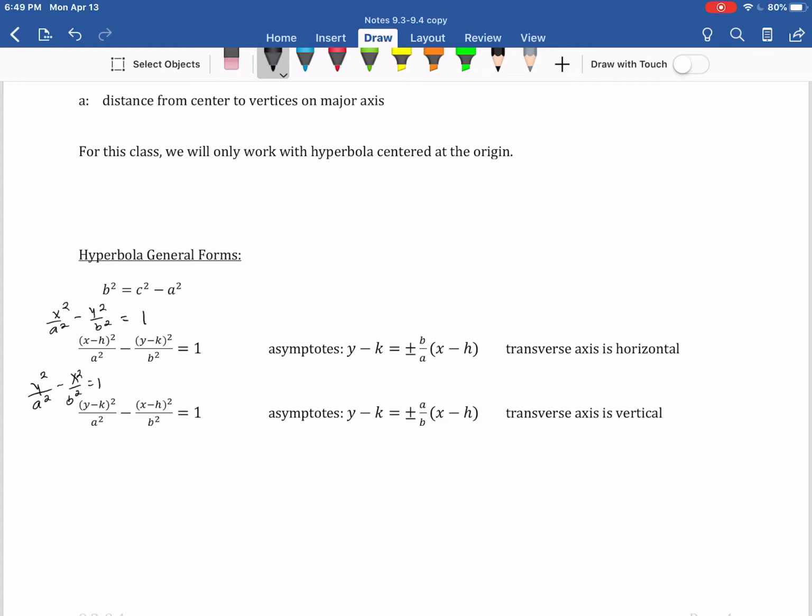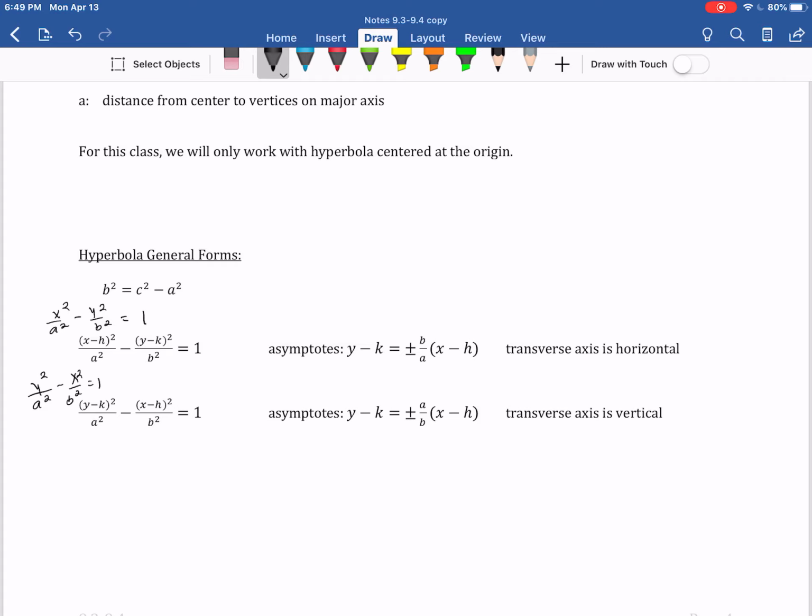And so one thing I want to point out while we are here is that whichever variable comes first, whether it's x or if it's y, the first variable in the first fraction is going to tell you which axis your hyperbola branches will cross. And so in the first general form, you see x squared comes first. And so the branches will cross the x-axis. And in the second general form, y squared is first. And so therefore your branches will cross through the y-axis. And they are always divided by a squared first. All right, and then the second fraction has the b squared on the bottom.